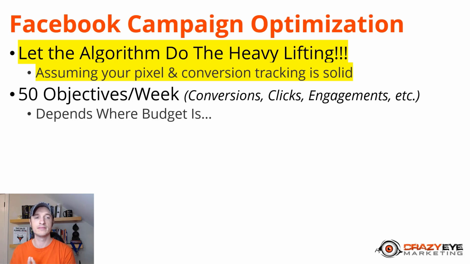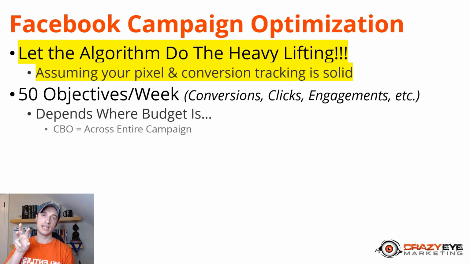And where those objectives lie depends on where your budget is. If you're doing CBO, or campaign budget optimization, that means you set your budget at the campaign level. So you need 50 conversions per week at the campaign level. A campaign has ad sets and ads in it, so across all those ads and ad sets in that campaign, you need 50 conversions. Okay, that's if you're doing CBO. Now, if you're not doing CBO and your budget is set at the ad set level, well, then you need 50 conversions at the ad set level. Keep that in the back of your mind.